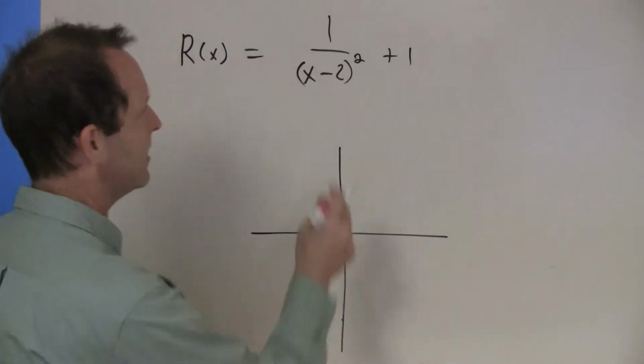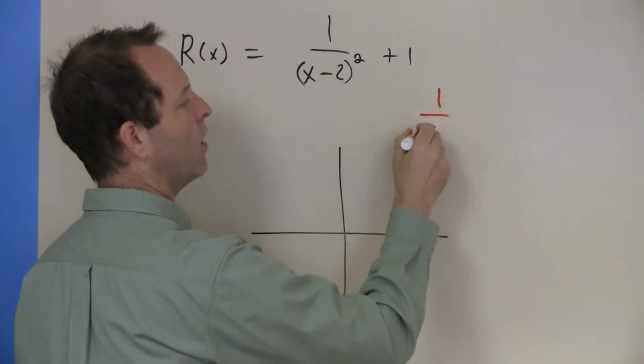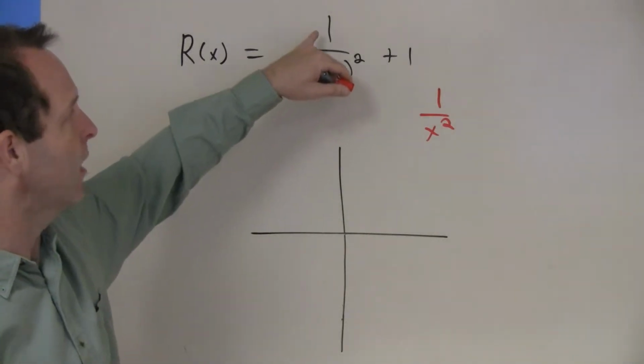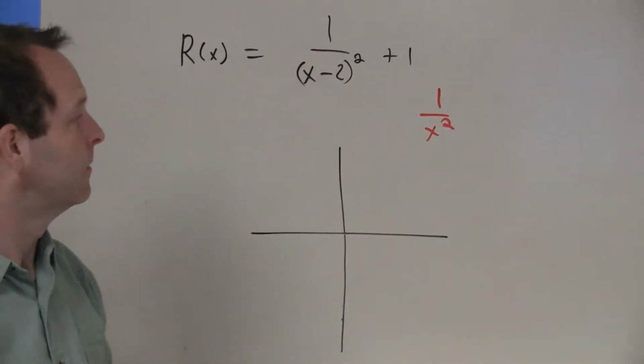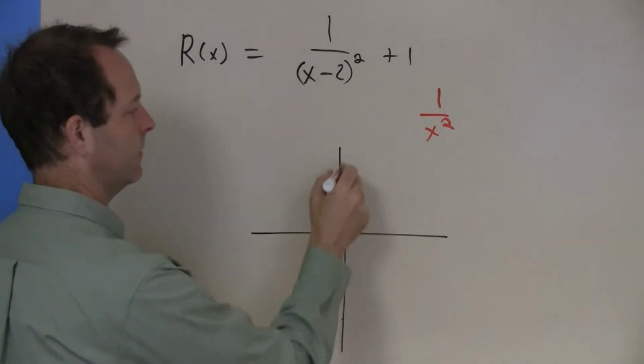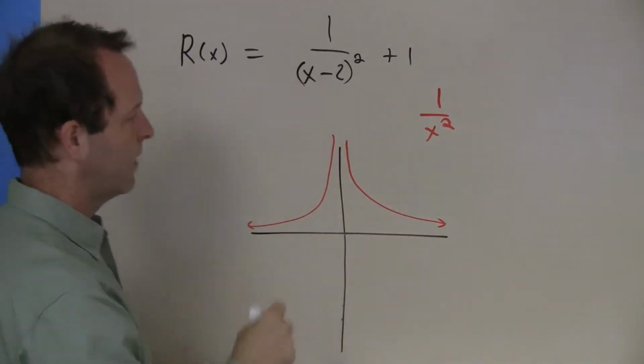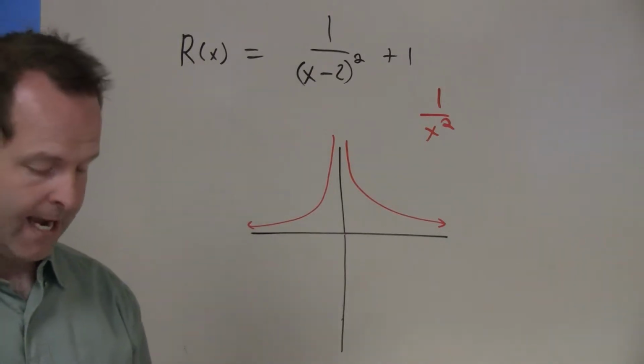And the basic function that I see in here fits in the 1 over x squared family, because I see basically a 1 over something squared. And I know what that graph is. That graph roughly looks like that.